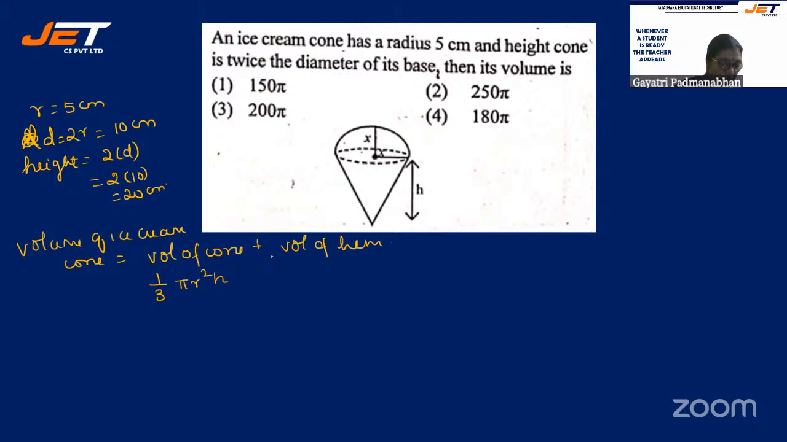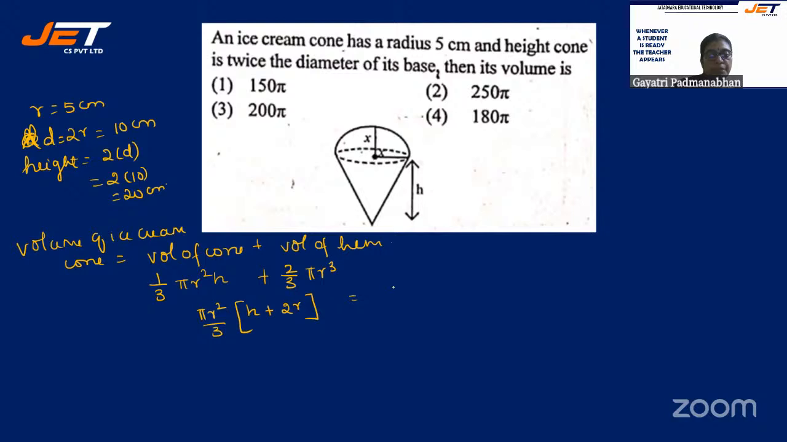Volume of the cone first has to be found out. Volume of the hemisphere is 2 by 3 pi r cube. So to make it simple, you can take pi r square by 3 common. So what will you have? Pi r square by 3, you will have h plus twice of r. That's all.